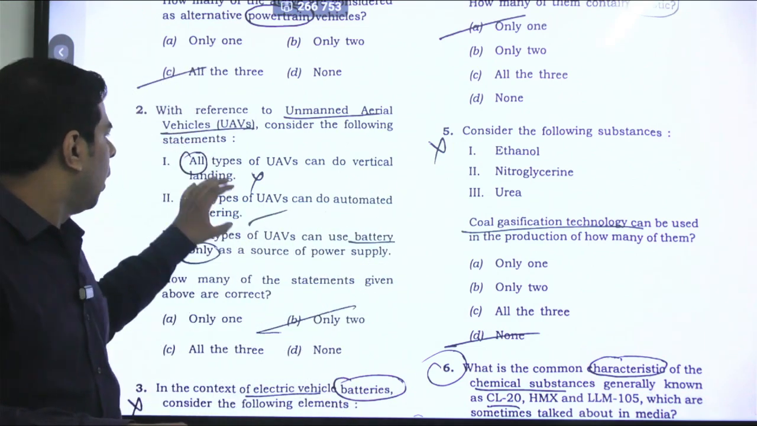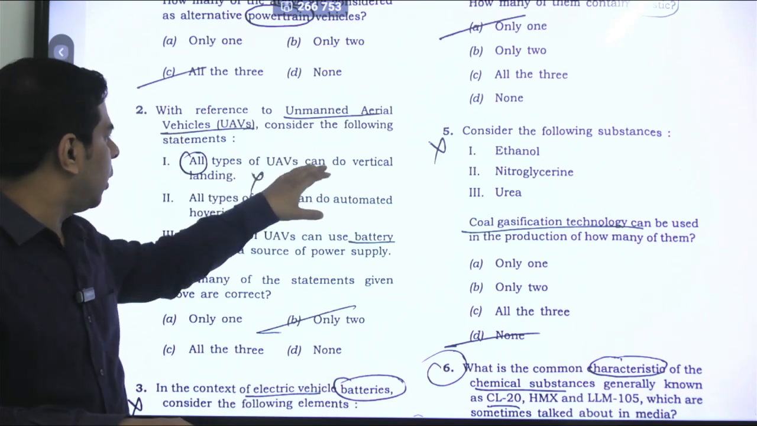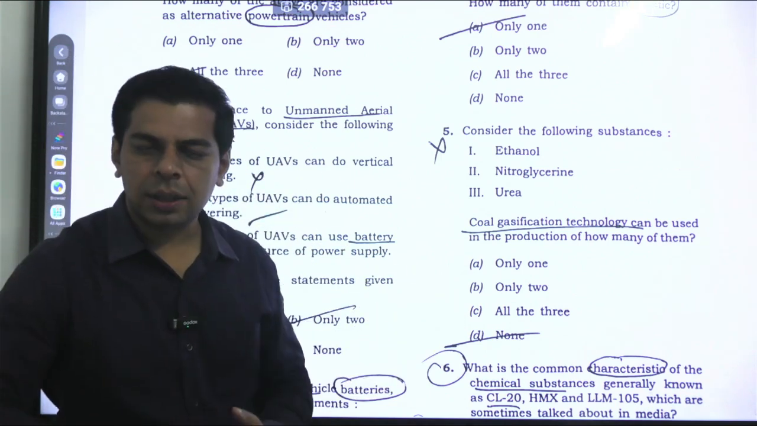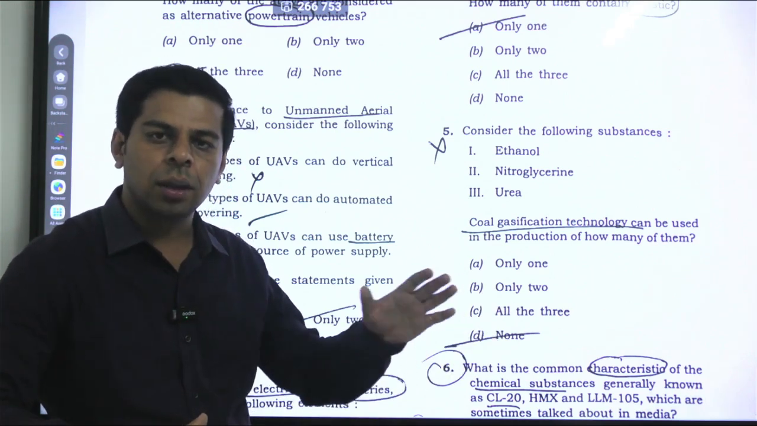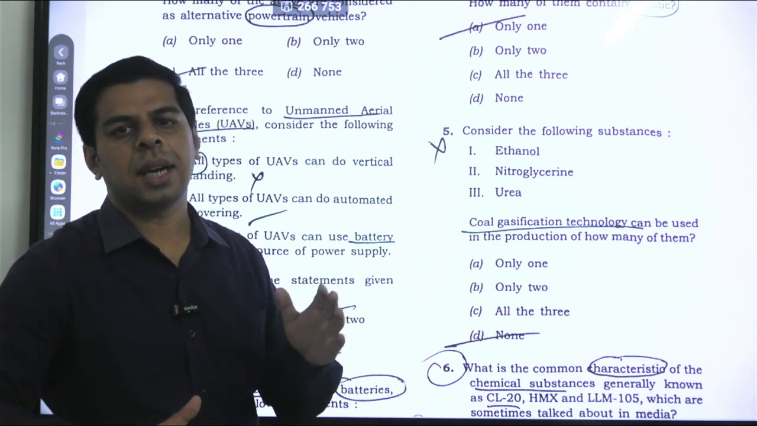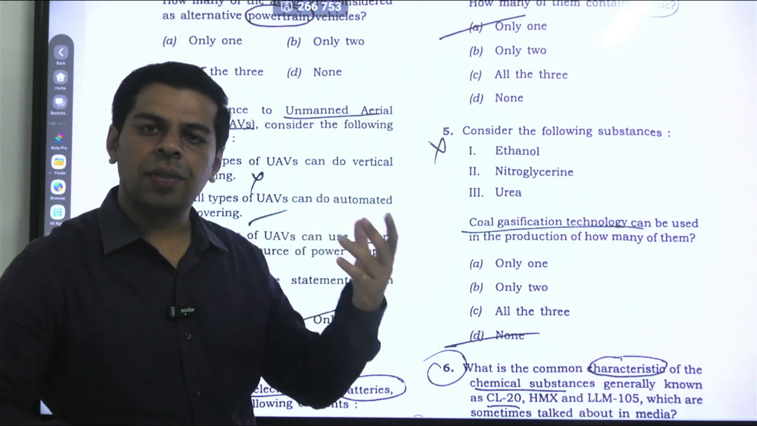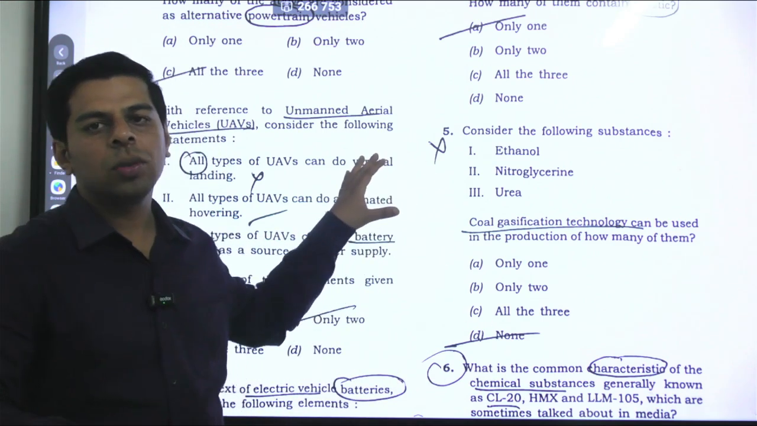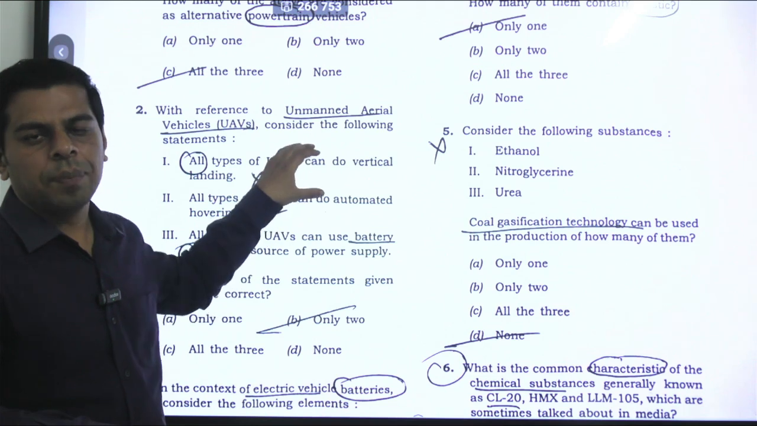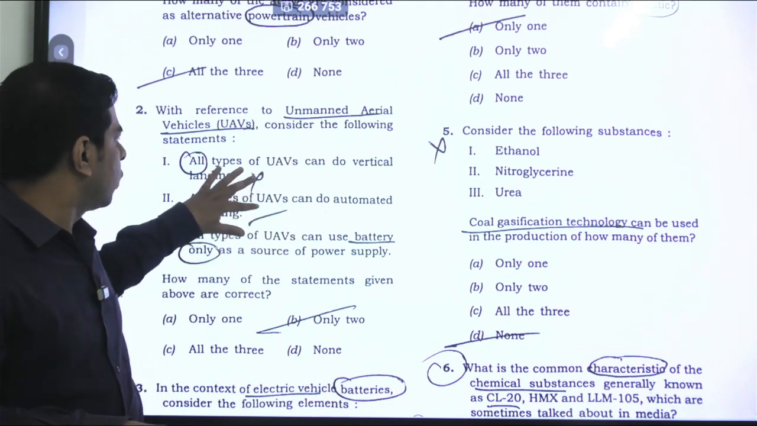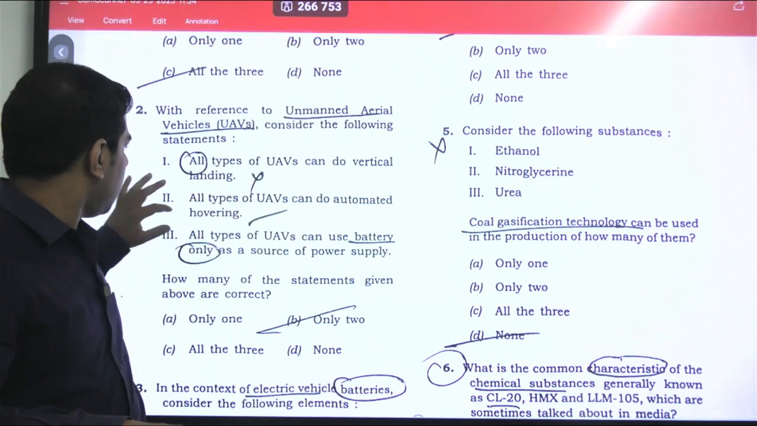So they are saying all types of UAVs can do vertical landing. So basically, this is a generalization. We have seen the evolution of drones for various purposes, and all drones are not designed only for combat or only for civilian purposes. So this is a super exaggerated line. Specifically, the defense ones are mainly programmed for this particular purpose. The first statement is wrong.